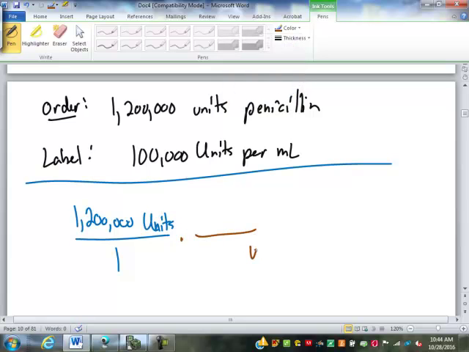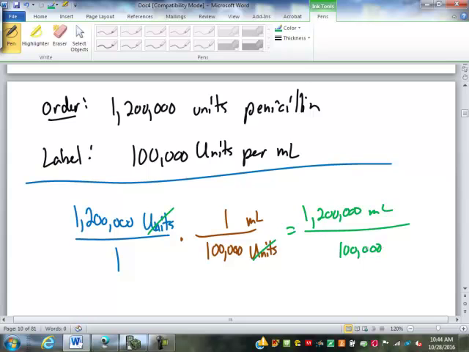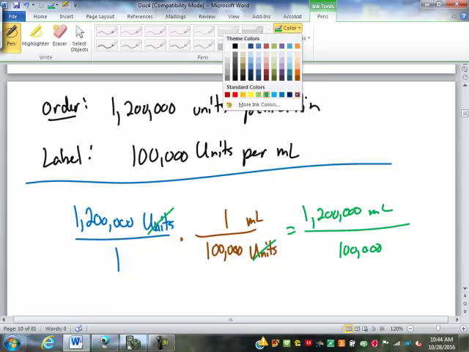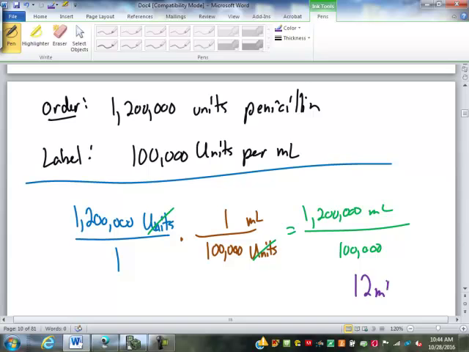So over here, units are going to go on the bottom. What's going to go on top? Milliliters. And now I can fill in the numbers. 100,000 units per milliliter, so 1 milliliter. Units cross cancel. 1.2 million milliliters over 100,000. That'll divide out to give us 12. Perfect. So we're going to administer 12 milliliters.